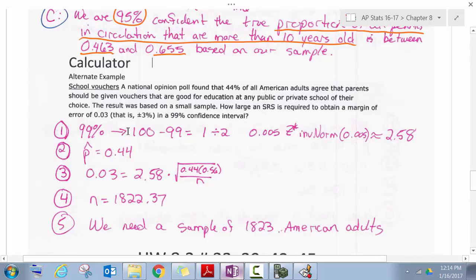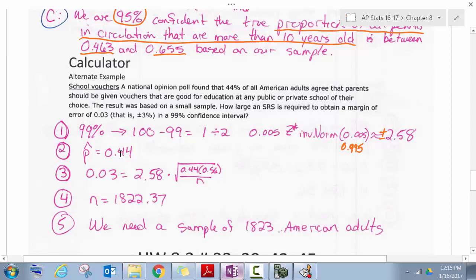So first we have to find our critical value. So just like what we did before, we want 99% confidence, so it's 100 minus 99, which is 1, divided by 2, which is 0.5%, or if we turn it into a decimal, is 0.005. So we do inverse norm of 0.005, and again, remember it's plus or minus 2.58, because we could have done it for the other side as well, if we would have drawn out our curve. I don't think we need to.